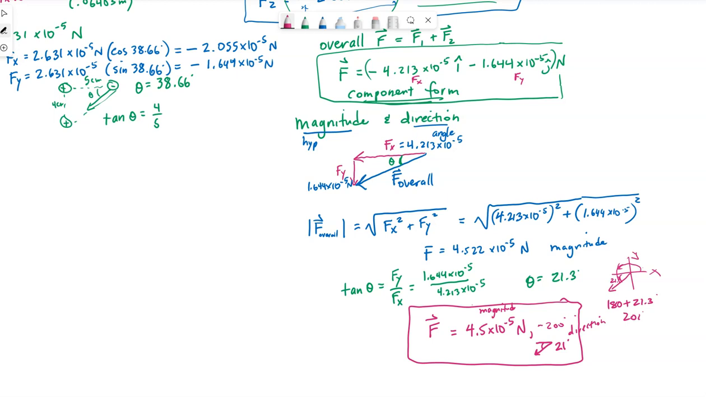If this was on a test, I totally wouldn't mind if you said 21 degrees below the negative x-axis, unless I specified the angle needed to be measured from a specific axis.